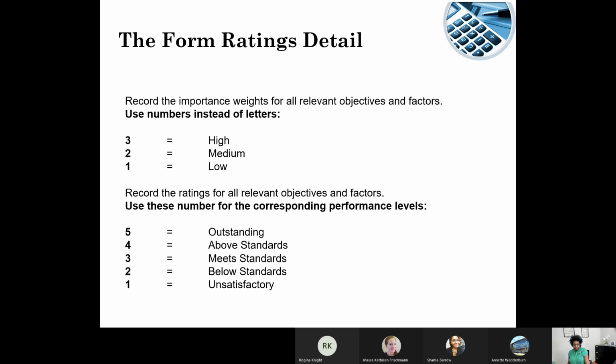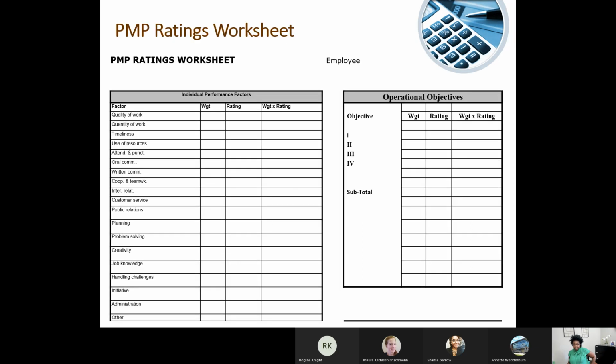So the rating scale, as I said before, the important weights for relevant objectives and factors are high, being a 3, medium a 2, and low 1. And the rating for all relevant objectives and factors uses these performance levels: a 5 is outstanding, above standards is a 4, meets standards is a 3, below standards is 2, and unsatisfactory is 1. All of this is written on the form. You'll see it. And then on the other sheet is the worksheet.